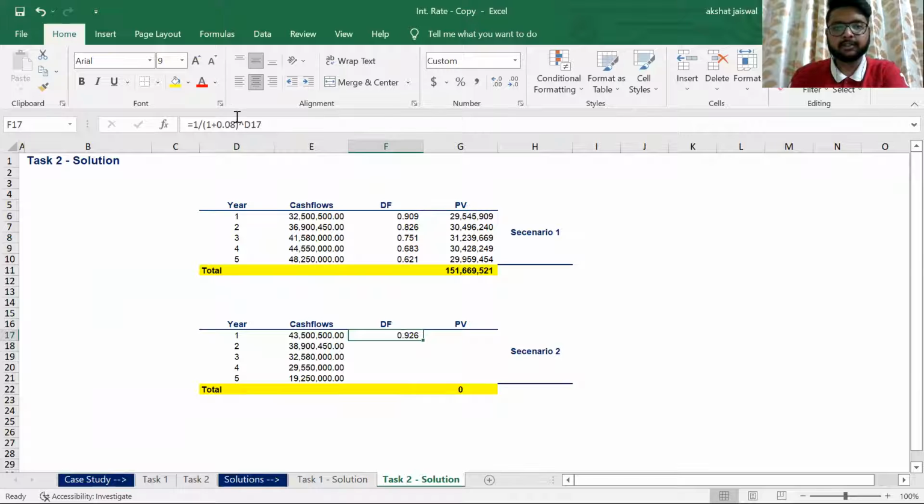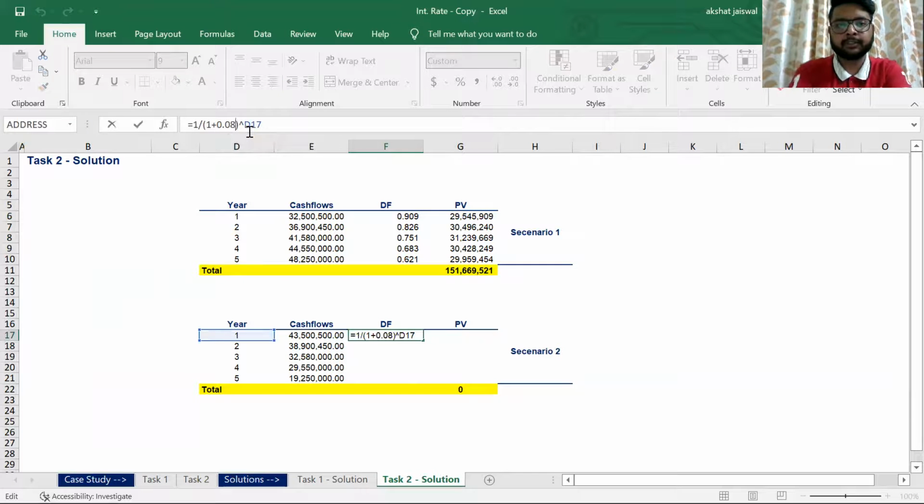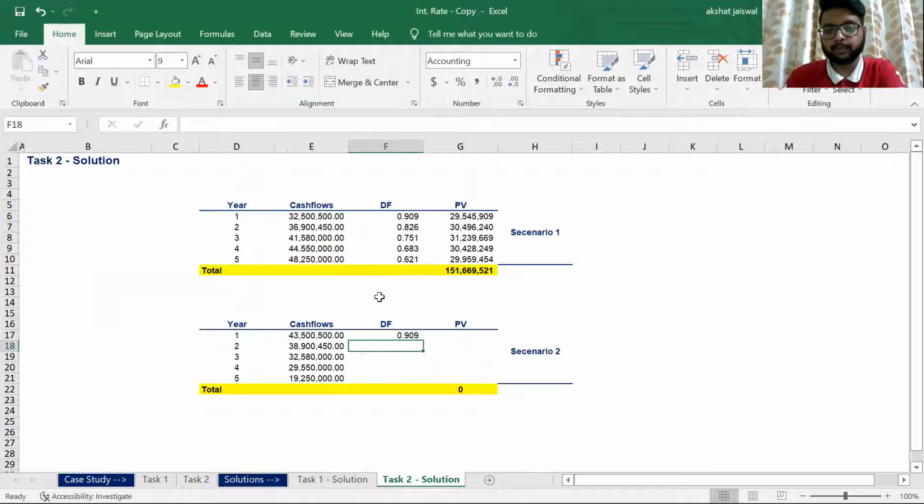In this case, it is at 10%. So let's change it to 0.10 and click enter. So it is 0.909. Again, you don't have to type it manually. You just have to go to the first year's DF, that is discount factor, and at the end of it, just double click it. It will automatically fill it. And calculating the PV, as I've already told, is the same way how you calculated in scenario one.